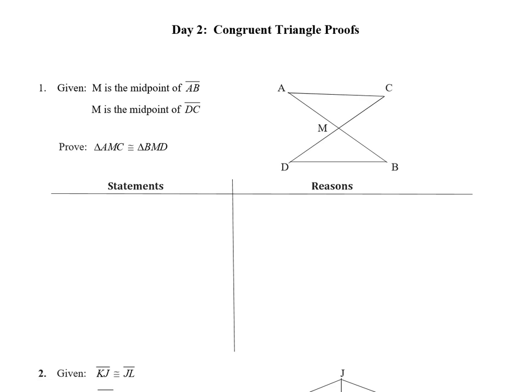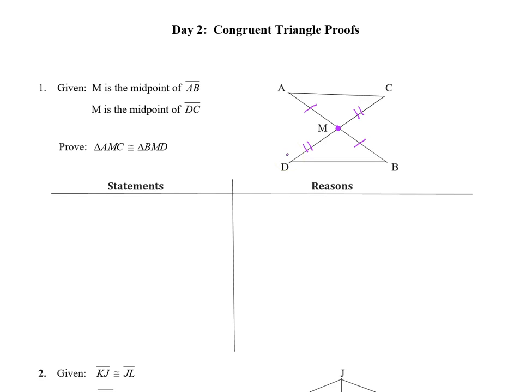Okay, so starting with the first one that we did, M is the midpoint of AB and M is the midpoint of DC. Okay, so I'm going to mark up my picture here. If M is the midpoint of AB, then I know that AM must be congruent to MB, and I also know that DM must be congruent to MC. I want to prove that AMC, this triangle, is congruent to BMD.